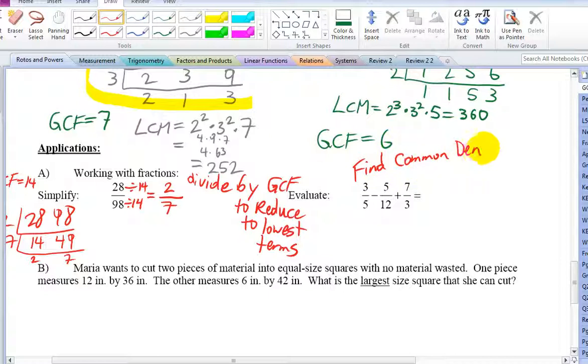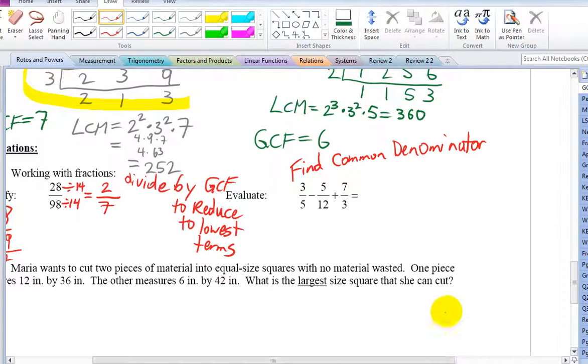You hear that over and over. You want to be able to do this because you're going to really need to be able to do this. Your common denominator is actually your LCM, lowest common multiple. 5, 12, and 3. Anyone see it? No? Well, so find your LCM, 5, 12, and 3.